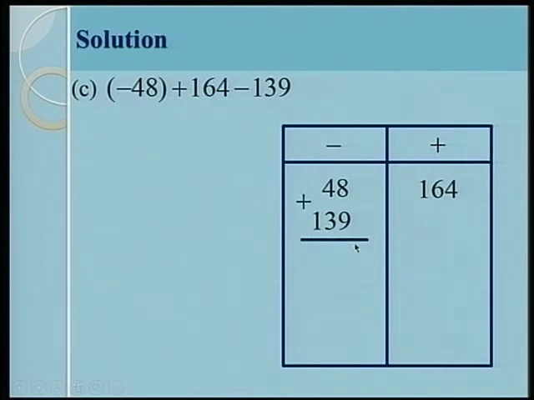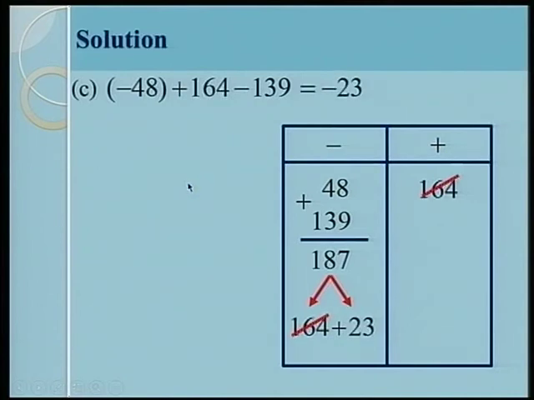We then add the negative numbers. 187 we obtain from adding these two numbers. Then we have to decompose 187 into 164 plus 23. Then we cancel 164 as negative 164 plus 164 gives 0. What remains is 23, and it is found in the negative column. So the answer is negative 23.